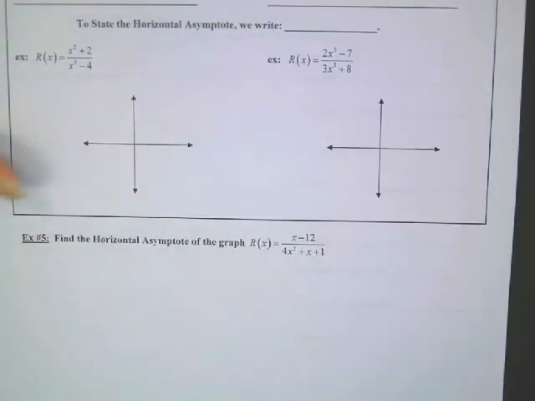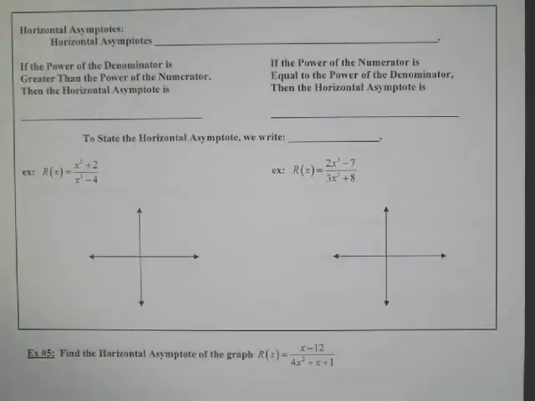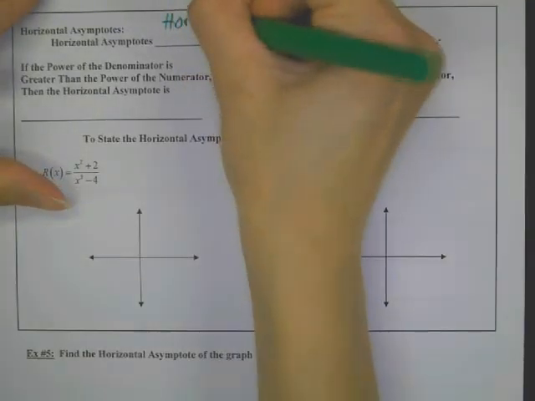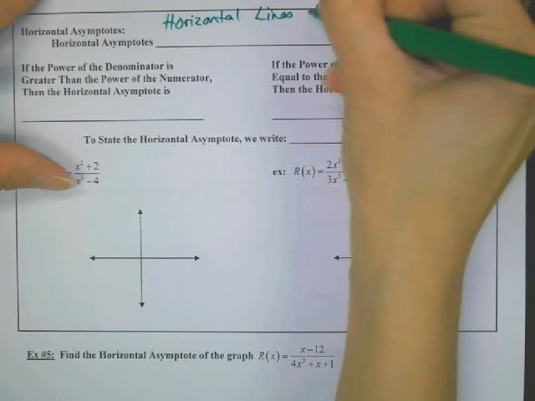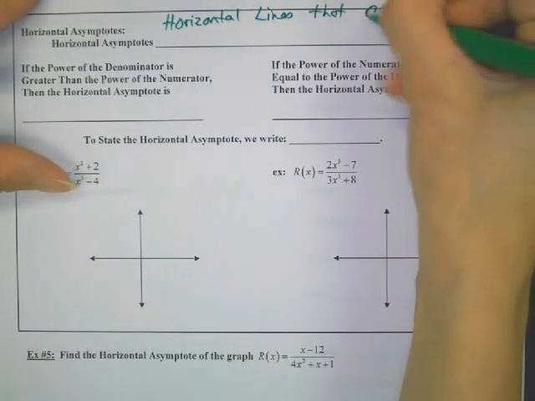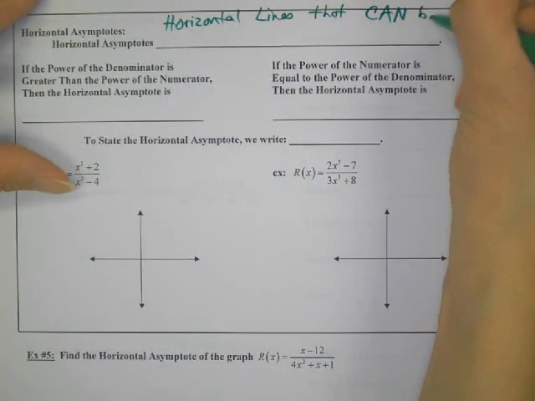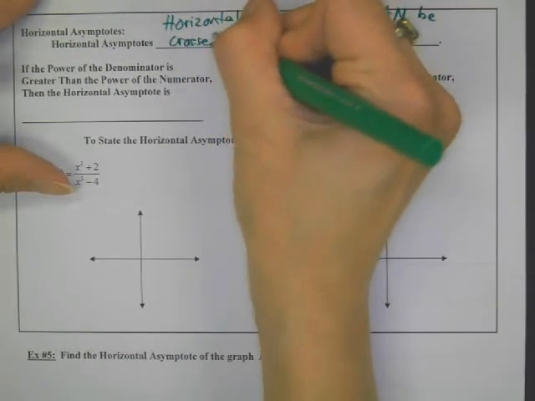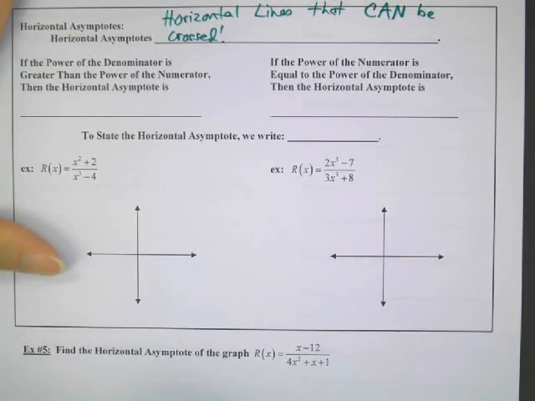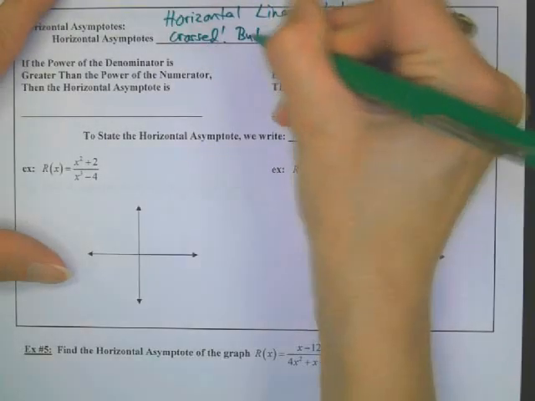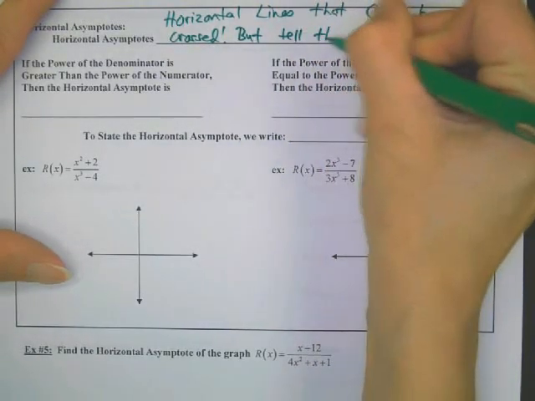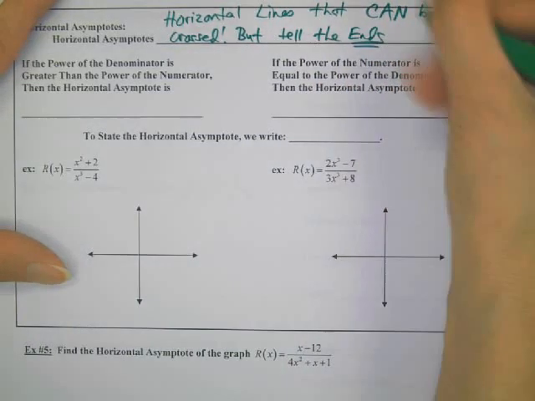Okay, let's take a look at some more. Horizontal asymptotes are something else that a graph can have. Okay, and these are horizontal lines. Horizontal lines that can be crossed? What? They can be crossed? Absolutely. A horizontal asymptote does not have anything to do with the middle of a graph, but they tell the ends where to go.